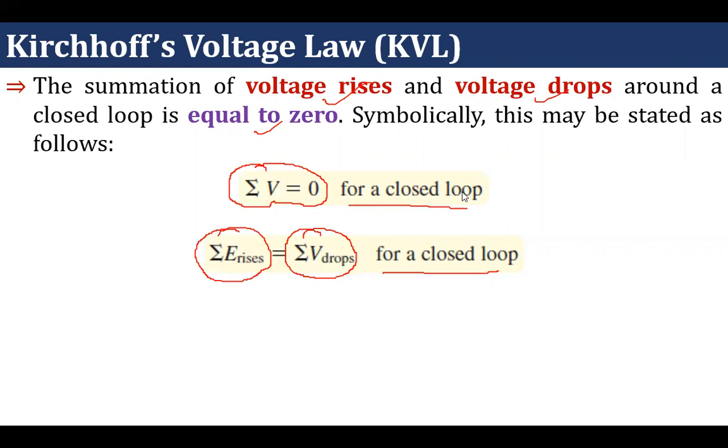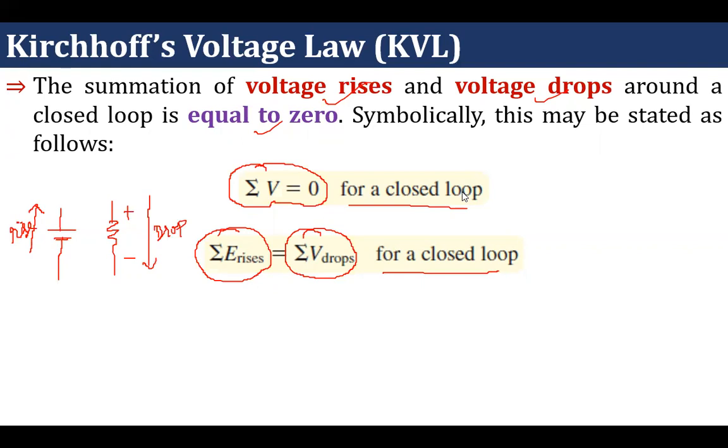Whenever we are moving, suppose we have a battery and we are going from the negative plate to the positive plate of this battery, we say this is the rise of the voltage. And whenever we are going through a resistance from the positive marking of voltage to the negative marking of voltage, we say this is the voltage drop. But it is a little bit confusing concept.